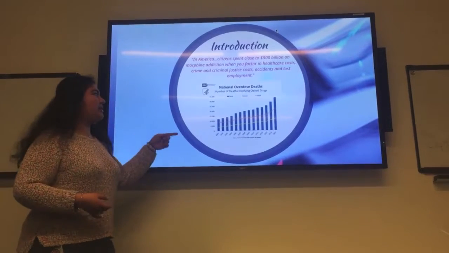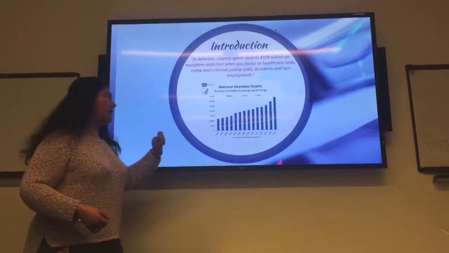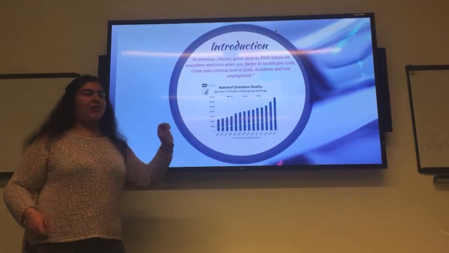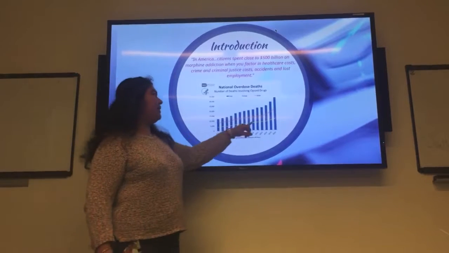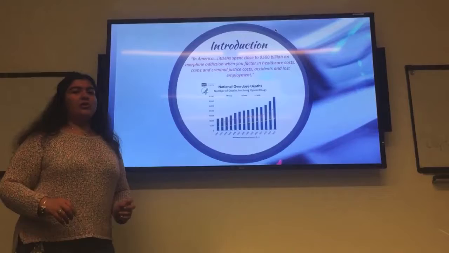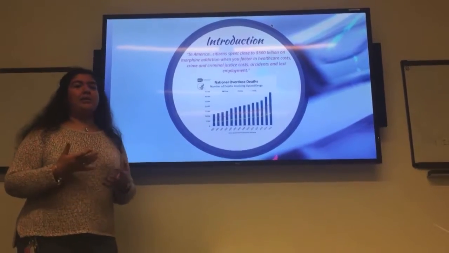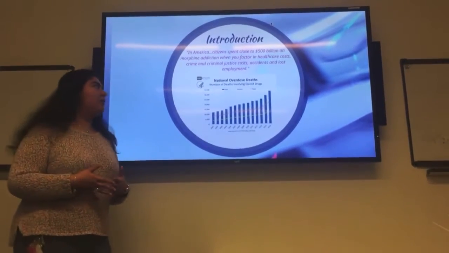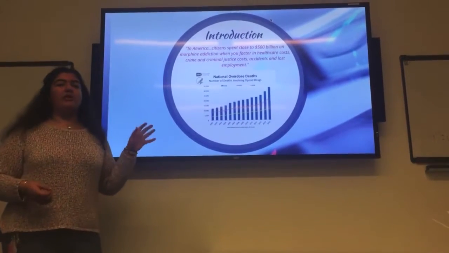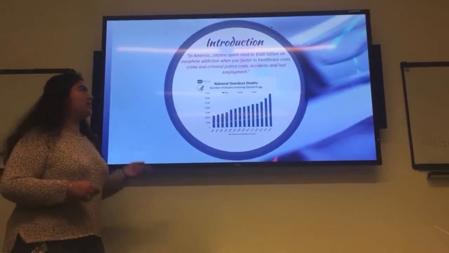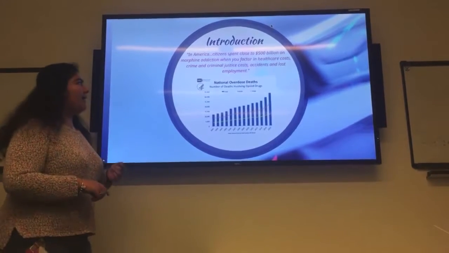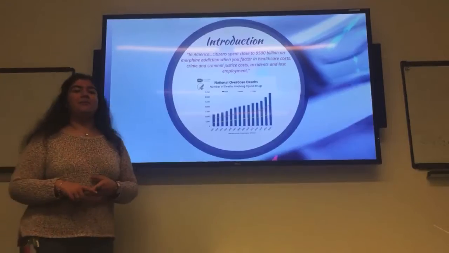And as you can see on the slide, over the years from 2002 to 2015, the number of deaths involving opioid drugs has been increasing, and it's been the highest in 2015. And also there has been a lot of money being spent on morphine. Almost $500 billion has been spent on morphine addiction, and this includes healthcare costs, crime and criminal justice costs, and accidents and lost employment.